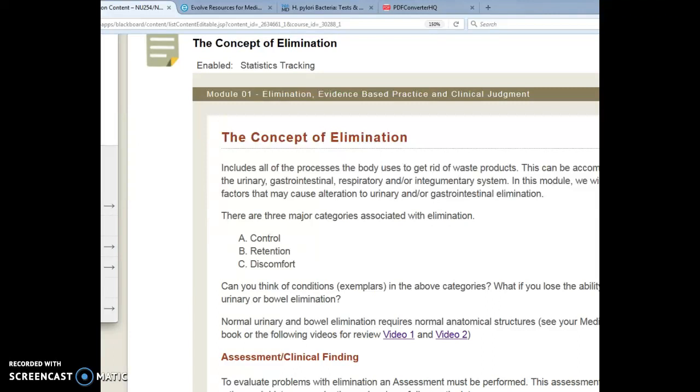We will focus on three major categories in regards to what this concept means to us, and what complications might arise out of these systems if they are not functioning correctly. Three main categories include your control, your retention, and your discomfort. When I think about control, I think about the generalized term of incontinence.